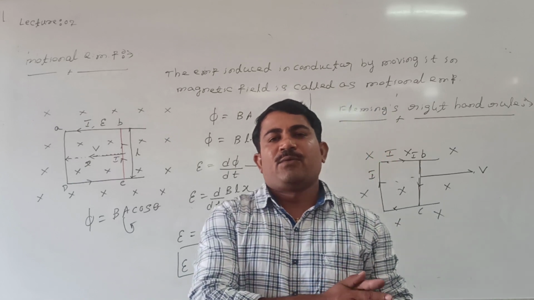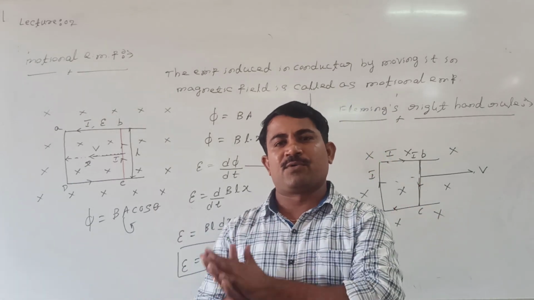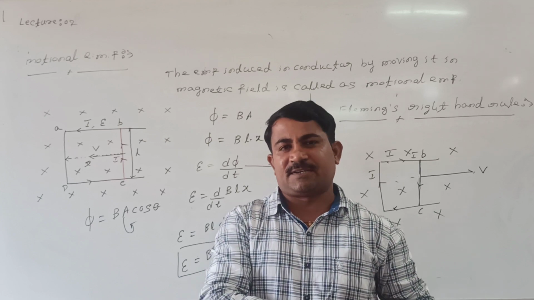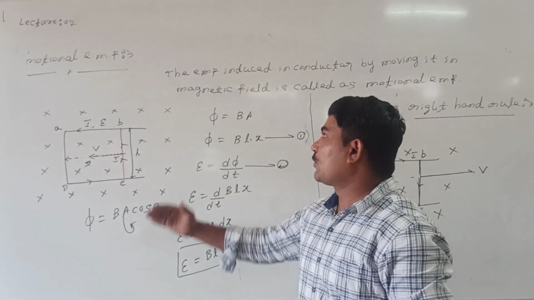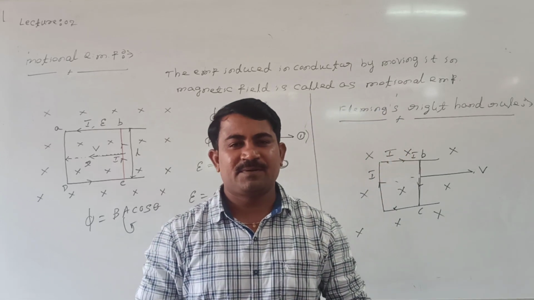I mean, when a conductor moving in magnetic field, we can give the direction of magnetic field, motion of the conductor and induced current and the concept of motional EMF. Right? Remaining concept we will see in the next class.